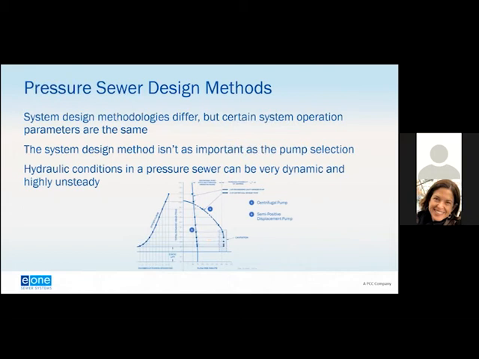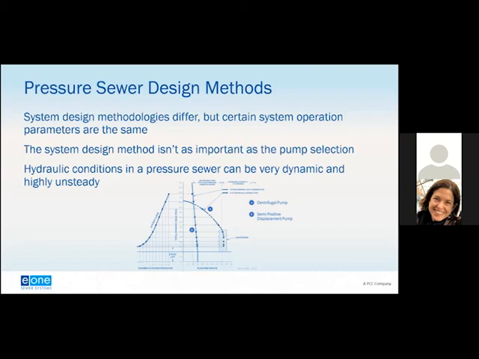So the system design methodologies, when you're looking at the two types of design methodologies based on the type of pump, they differ, but certain operational parameters are the same. And the key one being the total dynamic head and where the pump discharges based on the pump characteristic curve in relationship to that total dynamic head. So the system design method isn't as important as the pump selection. If you recall back to that one graph where I overlaid the two things, the estimated flow from the two methods is going to be very similar. But the operation of the pump based on the type of pump that is selected does have a much bigger impact on it.